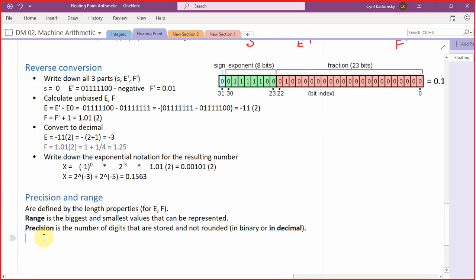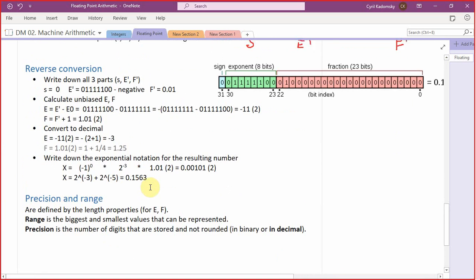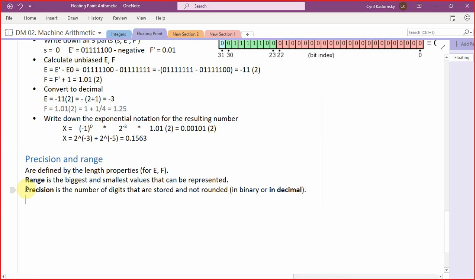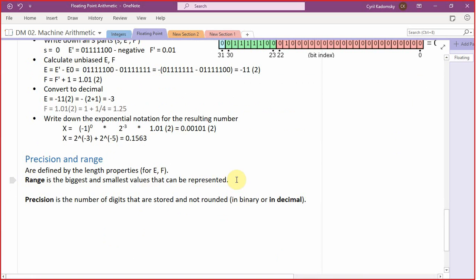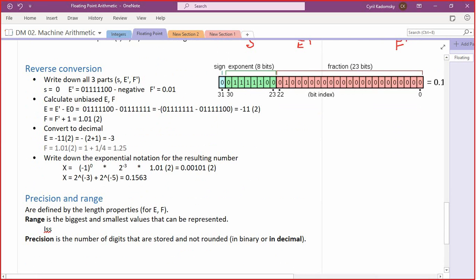Okay, so now the rules for range and precision. The range is mostly defined by the exponent. It is practically only defined by the exponent.